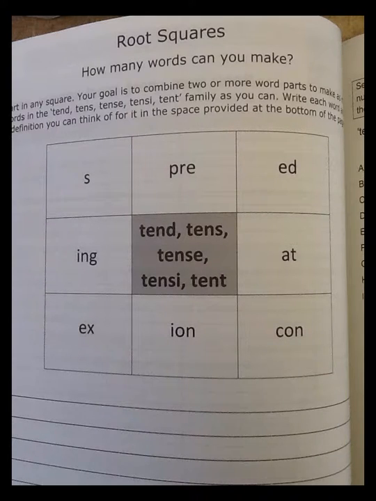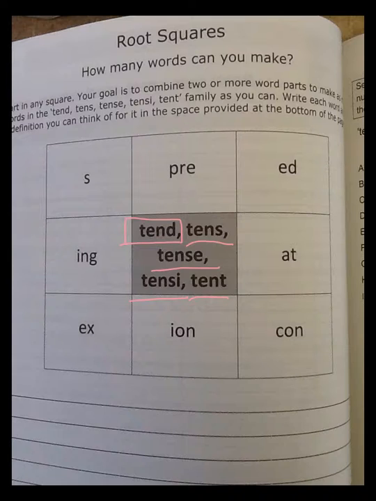Okay, hello sixth graders. We are going to be working on a new root today. Our root is T-E-N-D. It can also be spelled T-E-N-S, tense. T-E-N-S-E, also tense with a silent E at the end. Tense, and then T-E-N-T, which is tent.